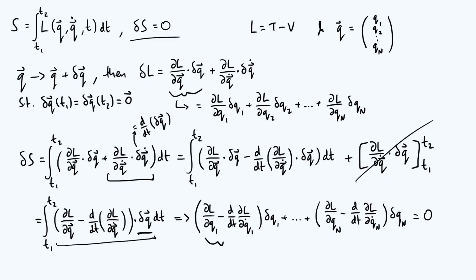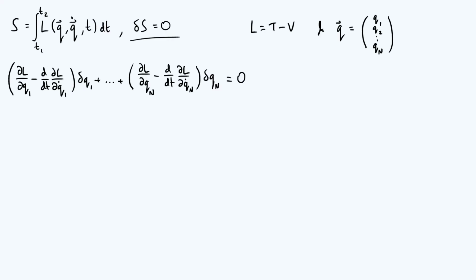So, for example, this bracketed term there would be 0, this bracketed term here would be 0, and then we've derived the Euler-Lagrange equations, right? It says that for any particular coordinate qi, dL by dqi minus d by dt of dL by dq dot i is equal to 0.